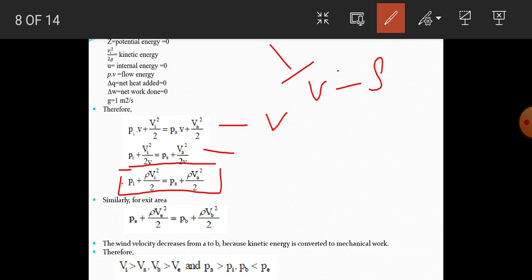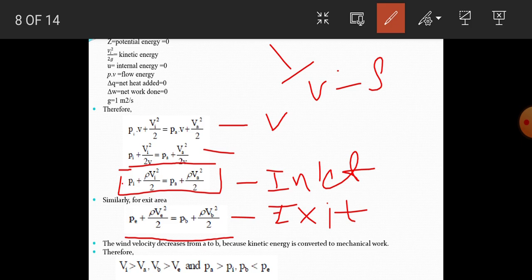So similarly for the exit area, we can consider that PE plus rho VE square by 2 is equal to PB plus rho VB square by 2. So here we have considered this for the inlet area, and similarly we have considered this for the exit area.